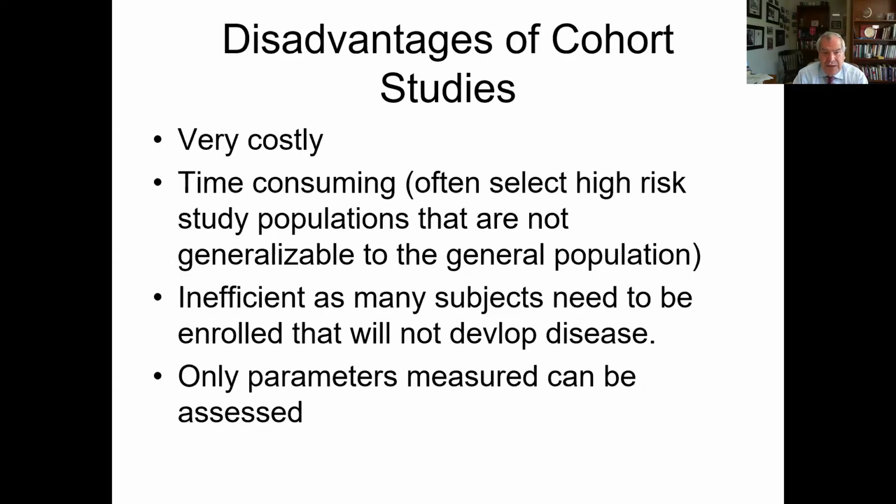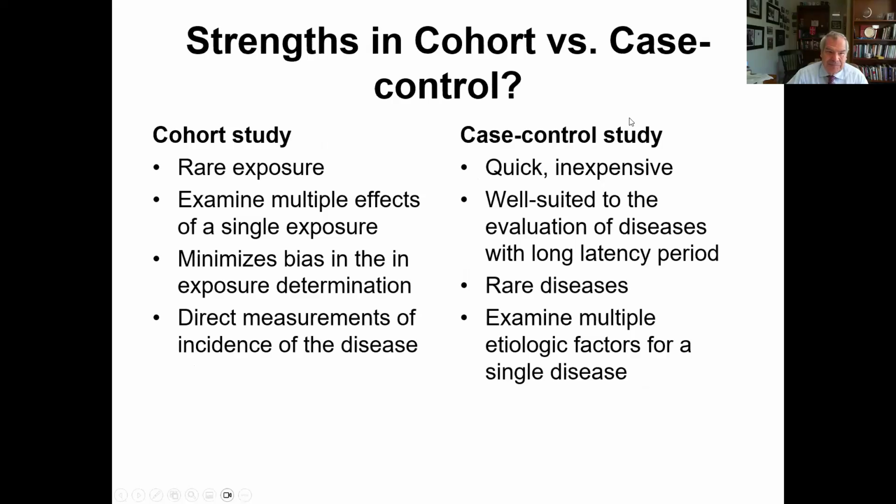It again is somewhat inefficient, as many subjects will need to be enrolled that will not develop the disease. This is one of the pieces that you have, and you run the risk that they don't develop the disease. You've been following these folks for an extended period of time, and nothing has happened. And only the parameters that are being measured can be assessed. And so if I followed a group for 10, 15 years and something new developed and I didn't have it, it can be quite difficult to measure that assessment later.